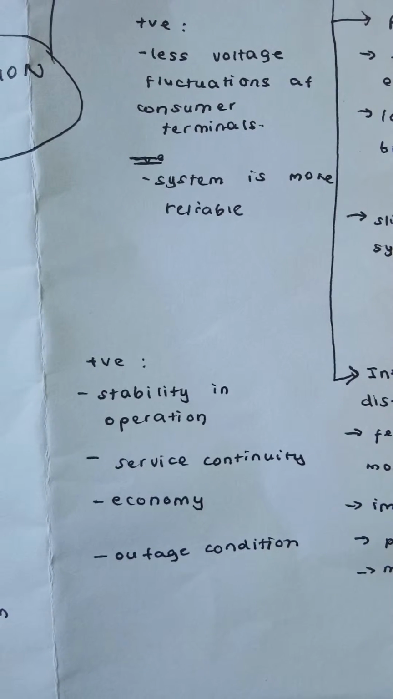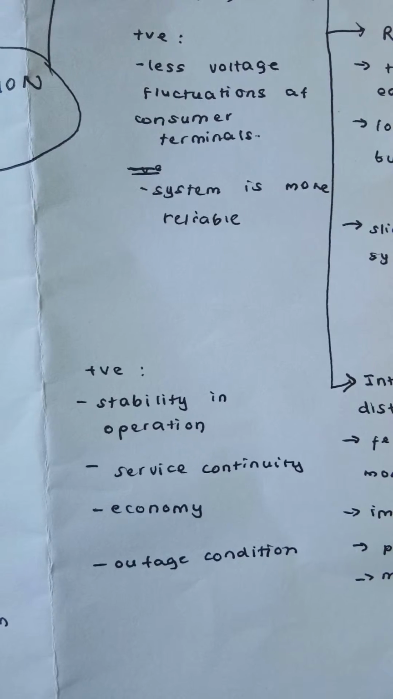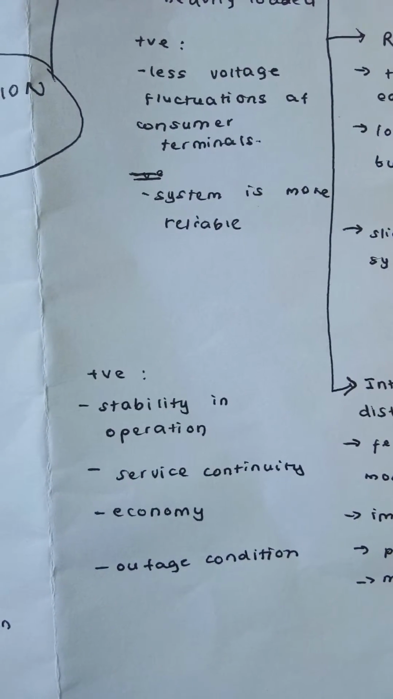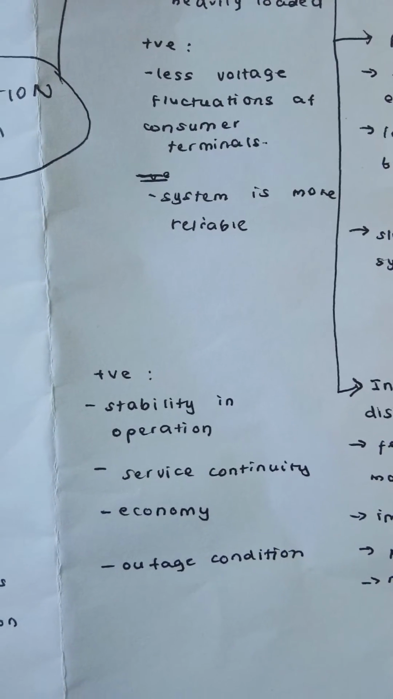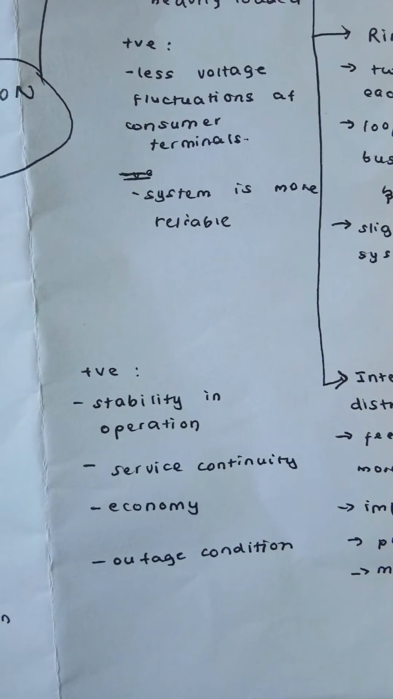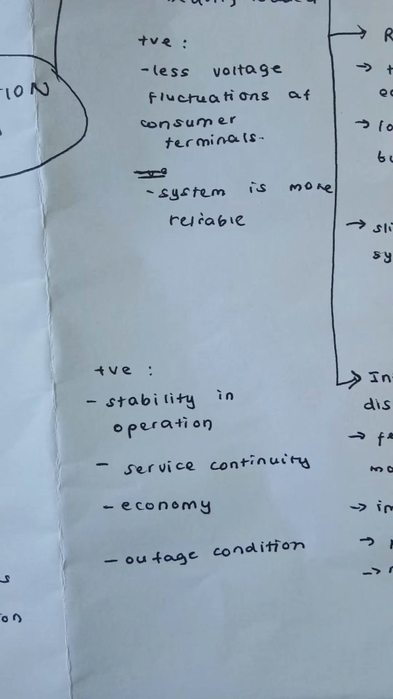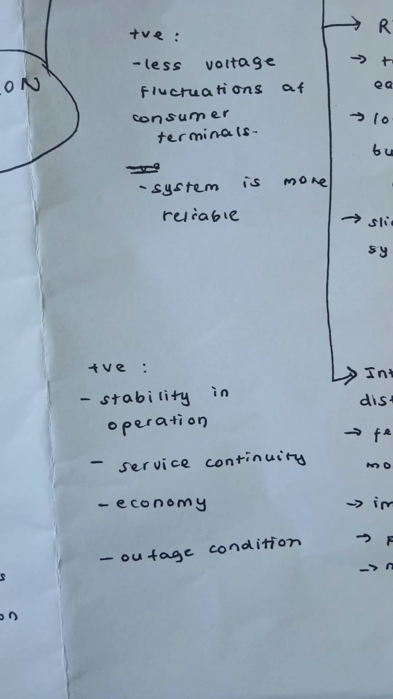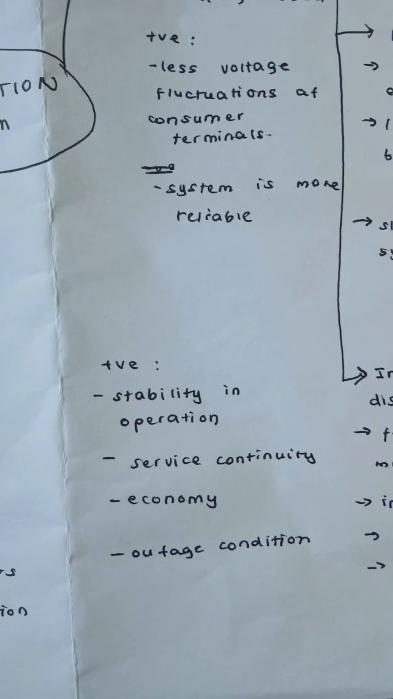And the next one is economy. When several regions are connected in the form of a grid, the load can be shared among various regions, and therefore the operating cost will be minimized. And the last one is outage condition. When a major disturbance occurs on the system and creates a state of emergency, immediate steps are easier to take to prevent it from affecting other regions.